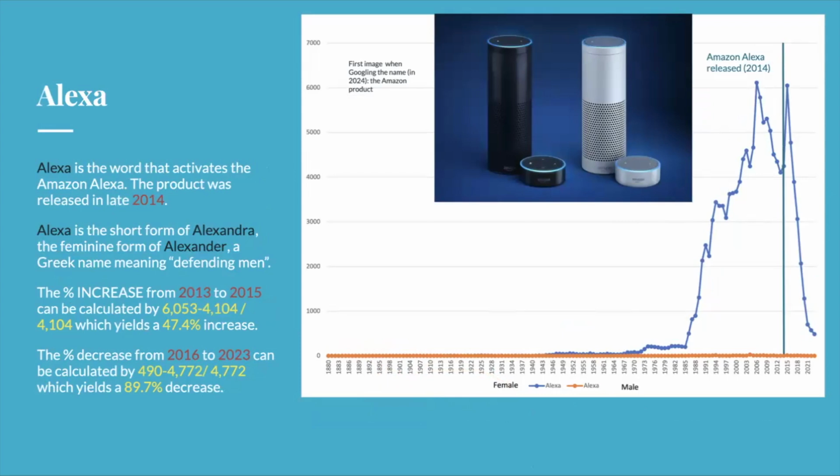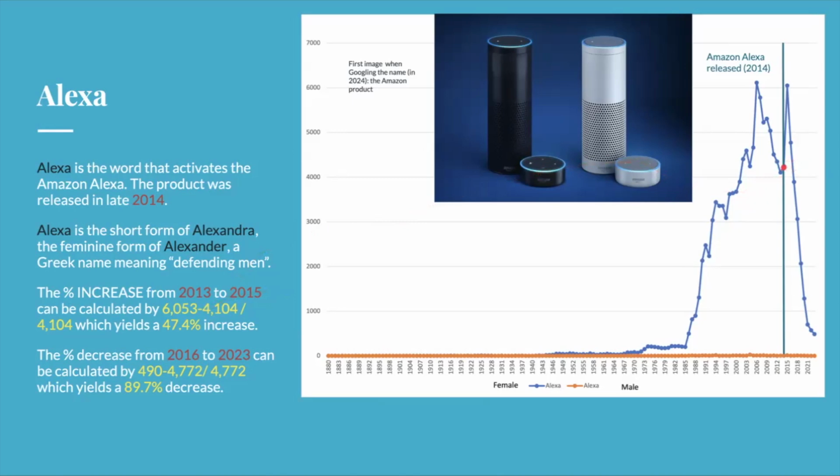I think this is the only product I have on here, but Alexa is the word that activates the Amazon Alexa. And so the product was released in late 2014. I do want to note that although it is called the Alexa, it can also be activated by the word Echo, which makes sense because Alexa is a name. So the product was released in late 2014, which is this point.